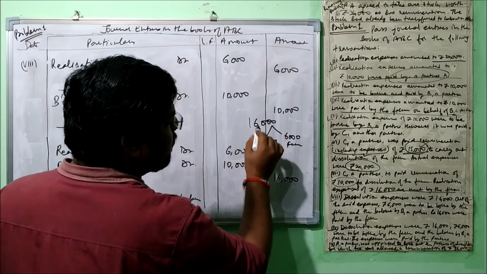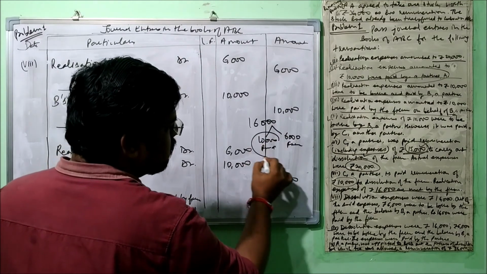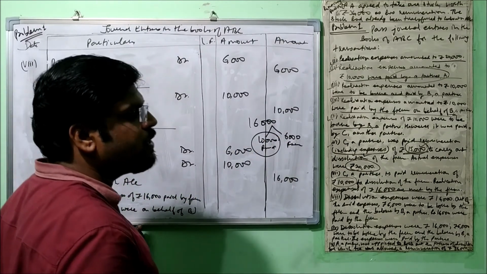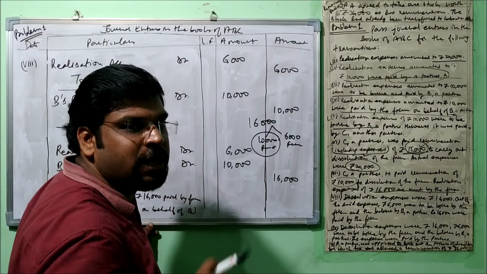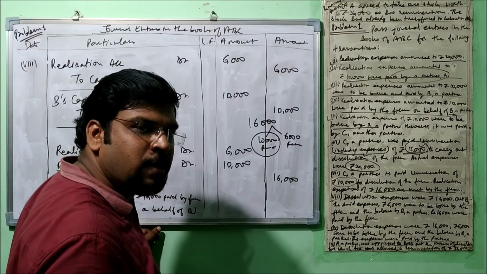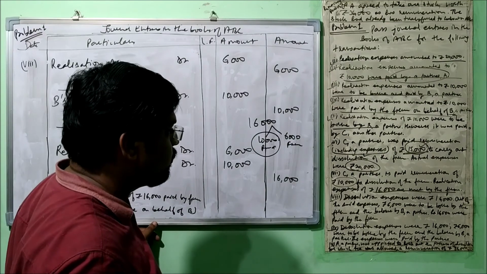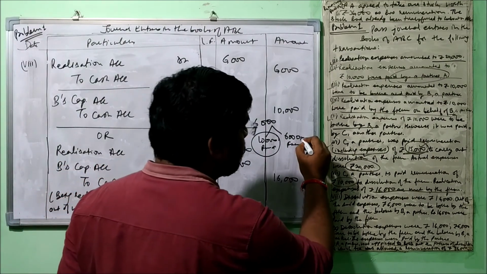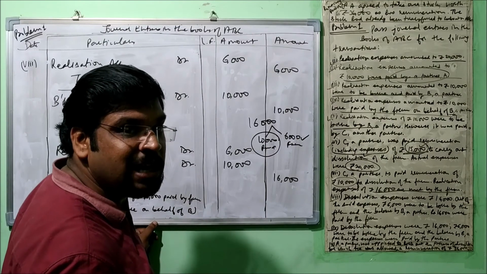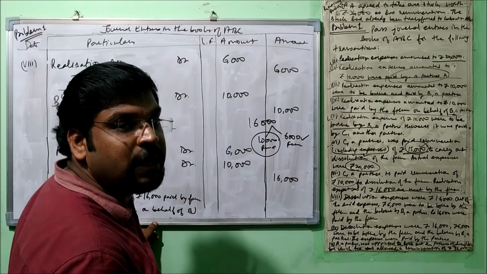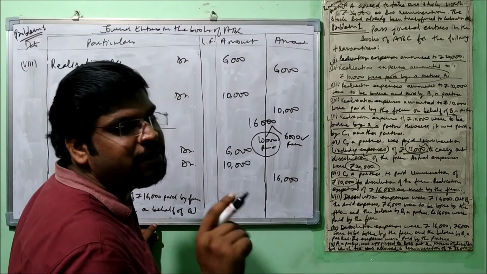Okay, but partner paid 16,000. So for this 10,000, there will be no entry in the books of firm. Why? Because this is the first situation of the second category. To be borne by partner, paid by partner, no entry. But here, the partner paid money on behalf of firm. This is the second situation of second category. In that case, entry will be passed.